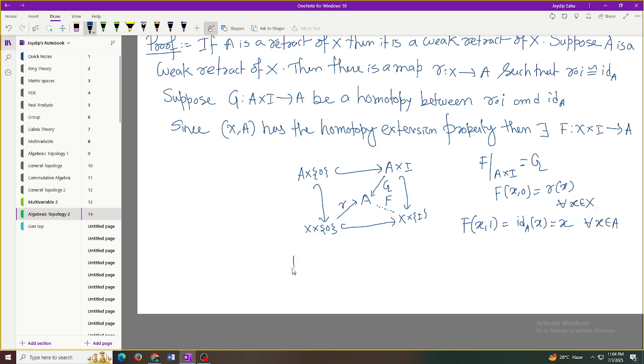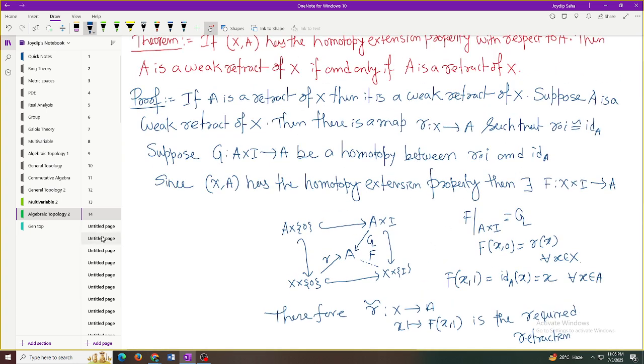Therefore R tilde, X to A, x goes to F(x,1), is the required retraction, because F(x,1) restricted to A is identity. Okay, easy proof.